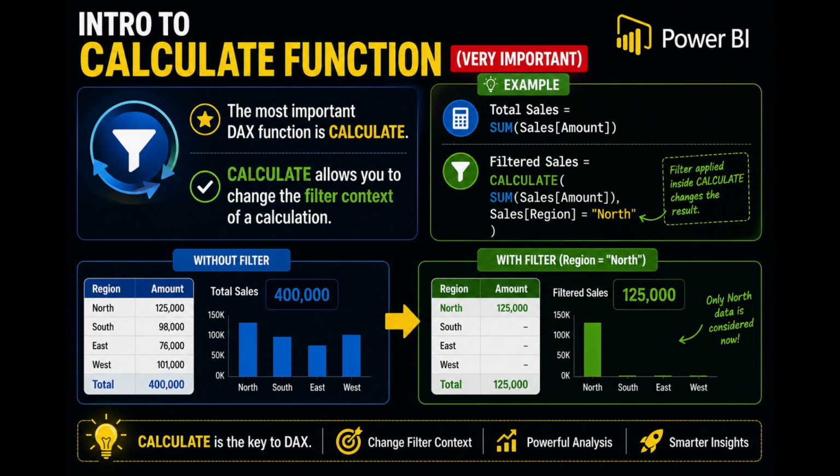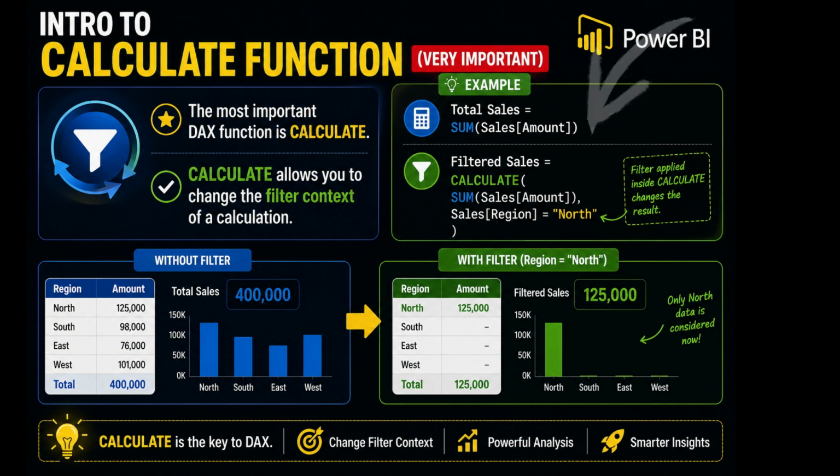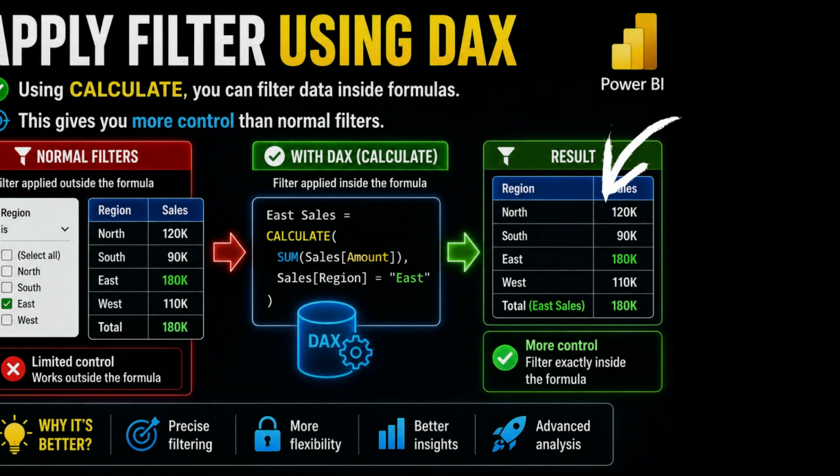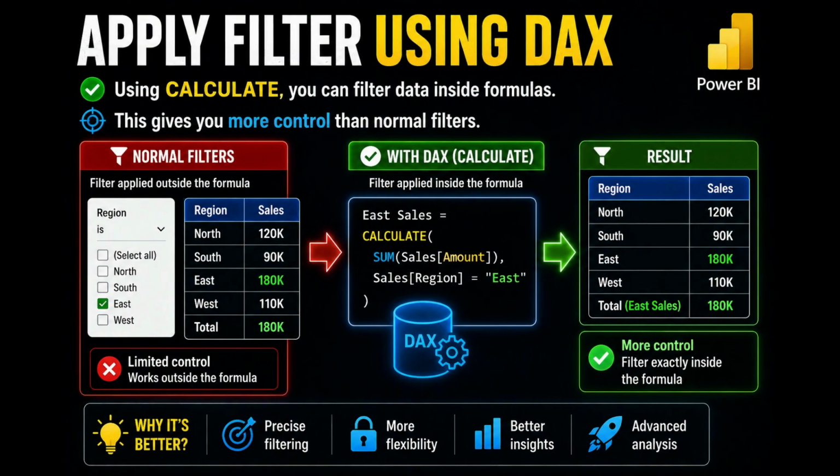The most important DAX function is CALCULATE. Simple explanation: CALCULATE allows you to change the filter context of a calculation. Example: Total Sales = SUM(Sales[Amount]). Filtered Sales = CALCULATE(SUM(Sales[Amount]), Sales[Region] = "North"). Apply filters using DAX.